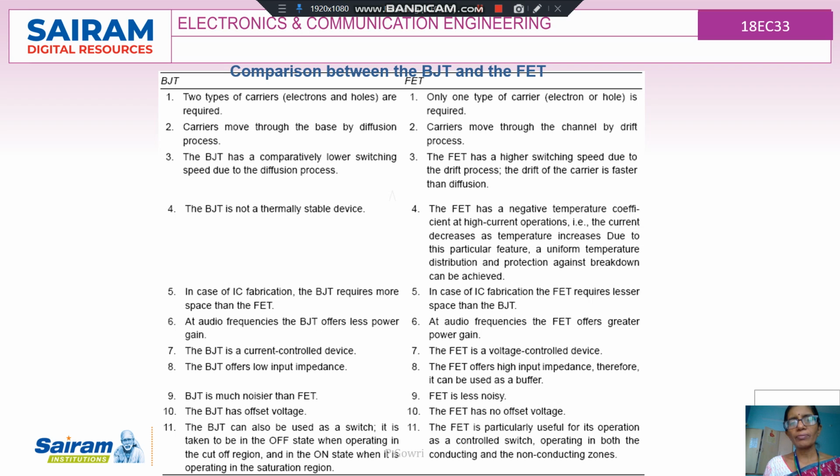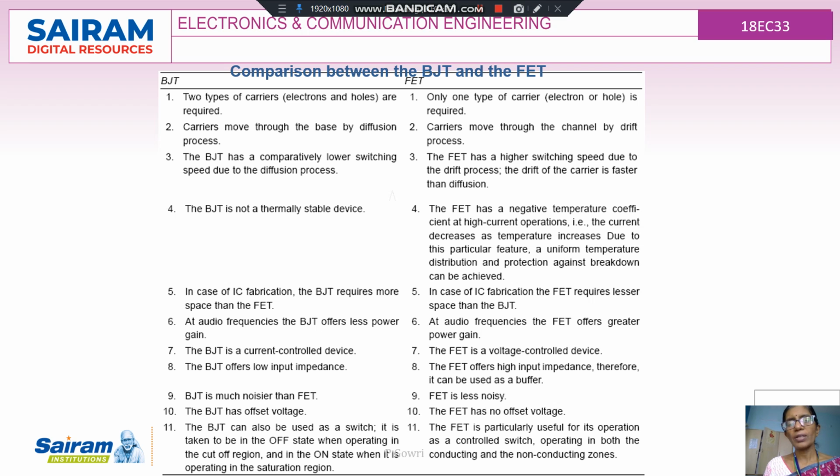In the BJT, the current is mainly due to the diffusion process, that is, the diffusion current. But here, the JFET always operates in the reverse biased mode, and hence its current is by the drift process. BJT has a lower switching speed because of the diffusion process, whereas in the FET the current movement is due to drift, so the switching speed will be very high.